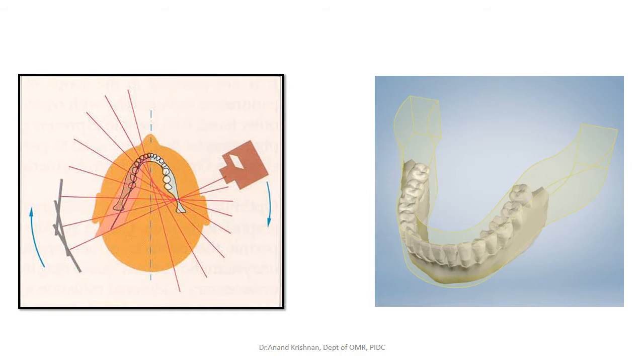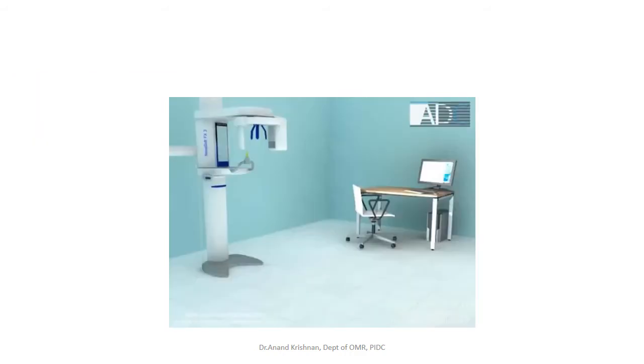Okay, so the maxilla and mandible are brought into the focus area. What we call the focus area is called the focal trough here in OPG, and only the structures that lie within the focal trough are brought into focus. A focal trough is a three-dimensional horseshoe shape, just like how it is shown in the second image. Whatever object lies within the focal trough will be brought into focus, and everything else will be blurred out. So these are the two important principles that we have to understand for orthopantomography.